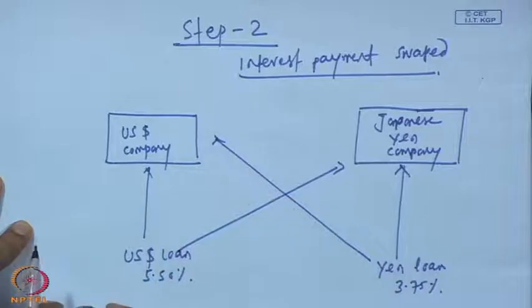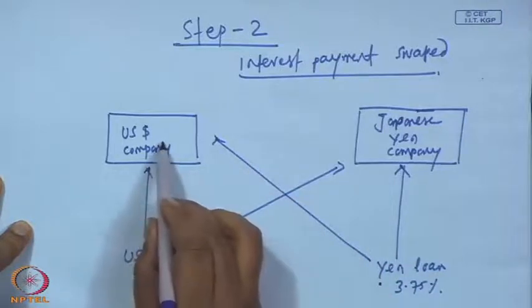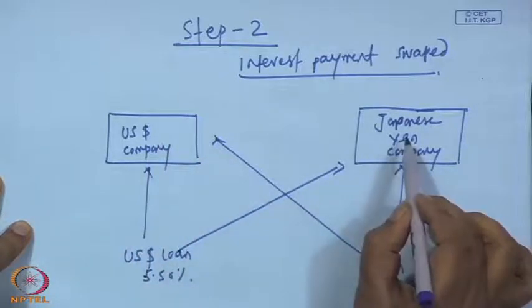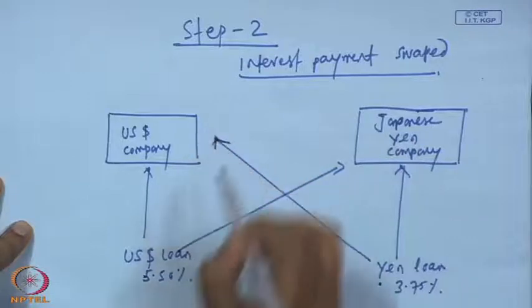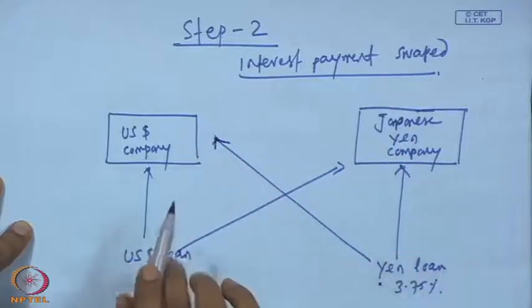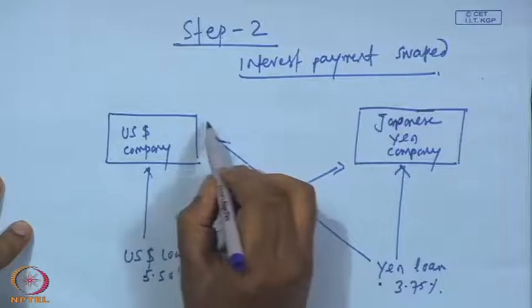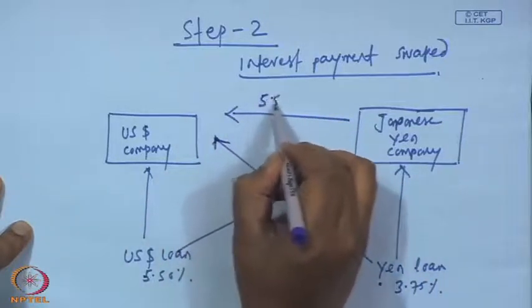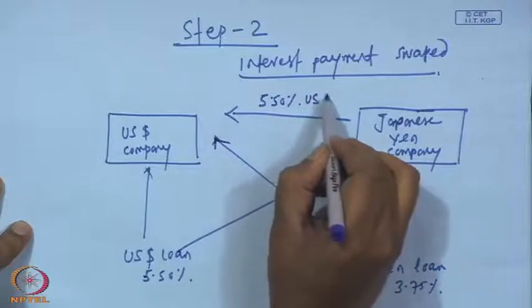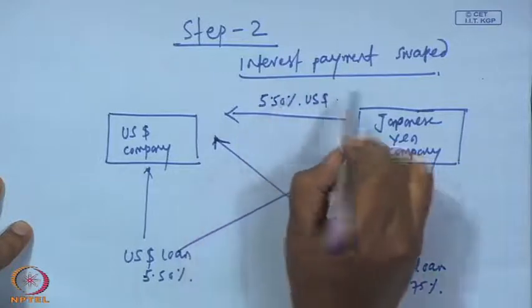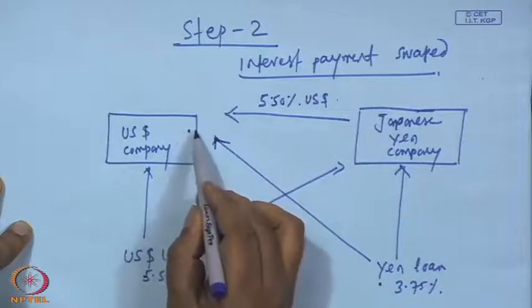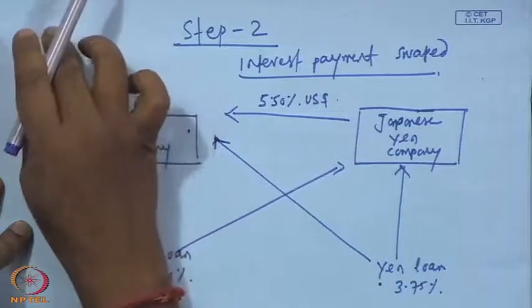Then who will pay the interest? For the yen denominated loan, the US company will pay the interest. For the US dollar denominated loan, the Japanese company will pay the interest. So, here the transaction will be just reverse. The Japanese company will pay 5.5% US dollar denominated interest, it will transfer to the US company, and the US company will pay to the respective financier.